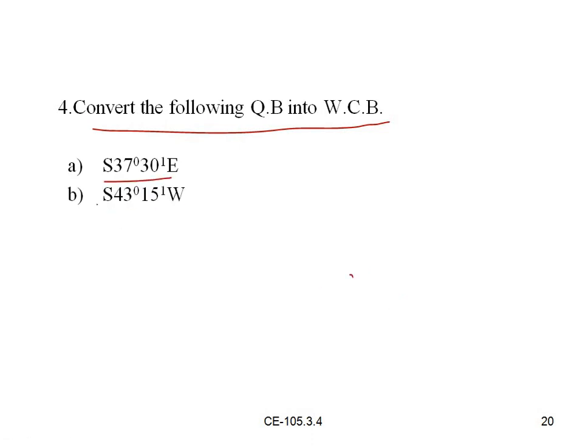Fourth one: convert the following quadrantal bearings into whole circle bearings. So these are all examples generally used in the calculations for examination purposes. So it will be practice for you for calculation of these bearings. South 37 degrees 30 minutes east, south 43 degrees 15 minutes west, north 73 degrees 0 minutes west, and north 12 degrees 45 minutes east.